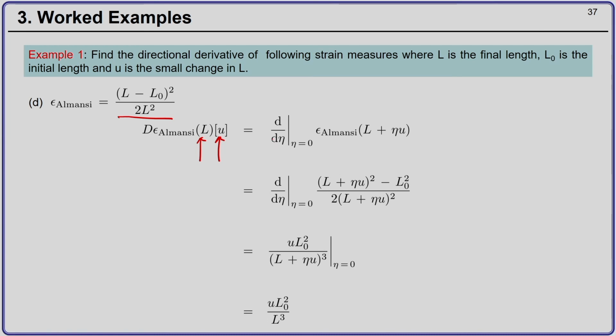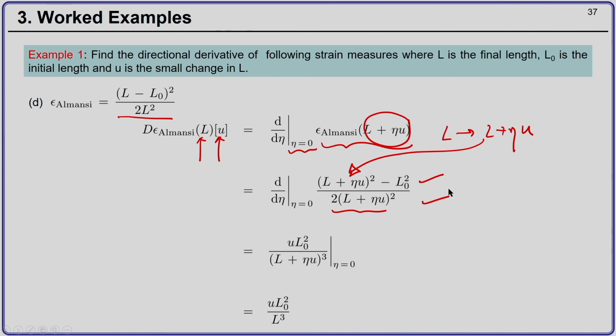is d by d eta of Almansi strain measure evaluated at L plus eta u, and then substituting eta equal to 0. So, in the next step what you do, substitute L by L plus eta u in the expression for Almansi strain. So, that is what we have done here, L plus eta u minus L0 the whole square divided by 2 times L plus eta u the whole square. So, taking the derivative, now you note both the numerator and the denominator have eta.